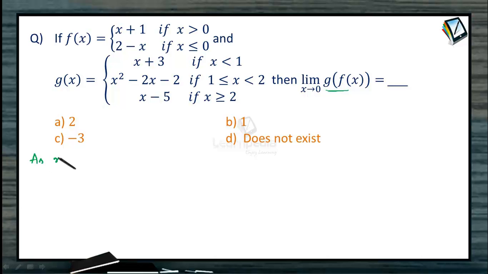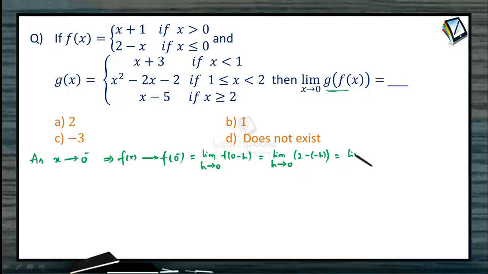Now as x tends to 0 minus, f(x) would be tending to f(0 minus). Now what is f(0 minus) in the function? When x is less than or equal to 0, f(x) is defined to be 2 minus x. Then it would be limit h tends to 0 of f(0 minus h). So where does this function define? It is 2 minus x. Then what will be the function then? It would be limit h tends to 0 of 2 minus (minus h), right? That is nothing but limit h tends to 0 of 2 plus h.